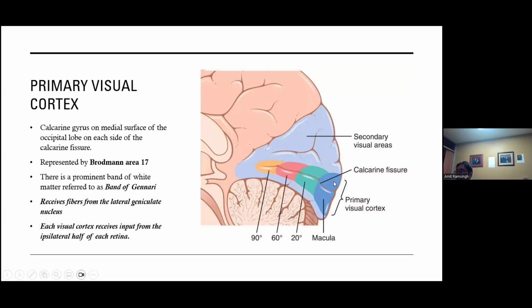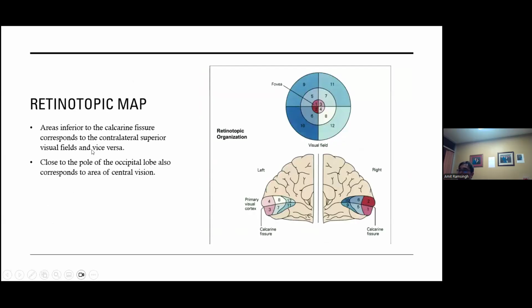So here we see the area that represents, this is 17, the primary visual cortex. We have the calcarine fissure, and just adjacent to this are the secondary visual cortices. And of course, the macula, with the highest concentration of cones, is subserved by a different blood supply in the form of the MCA. One of the important concepts to note about your primary visual cortex is that there's a retinotopic mapping of the representation of your visual fields. So just to note here is that areas inferior, so this is your calcarine fissure here.